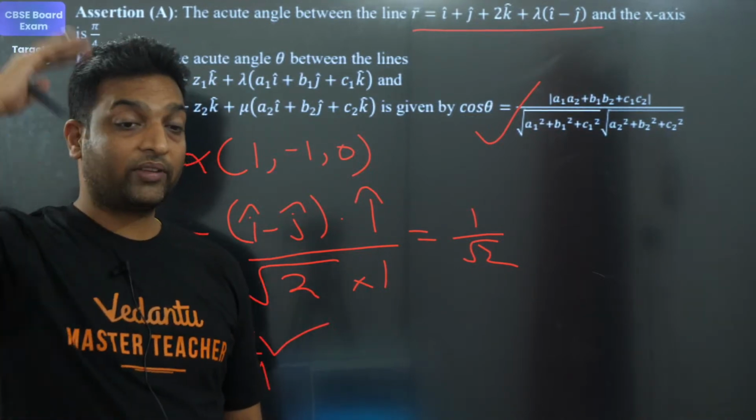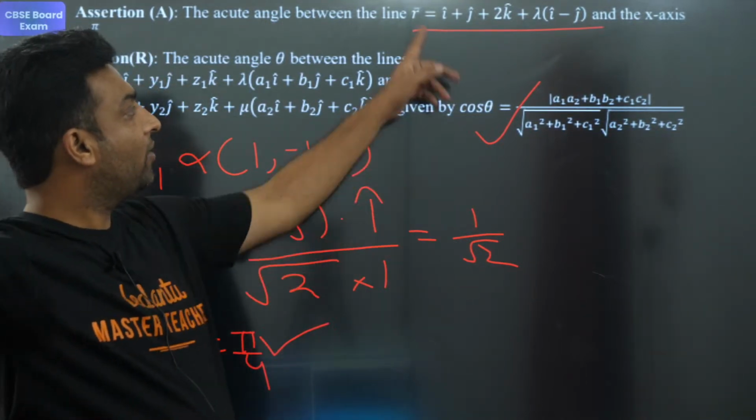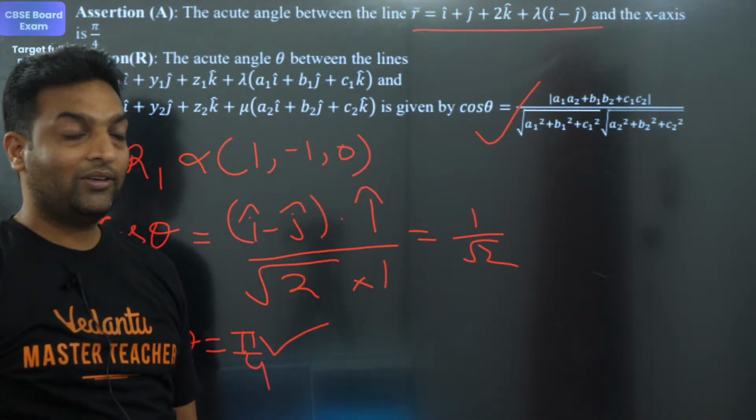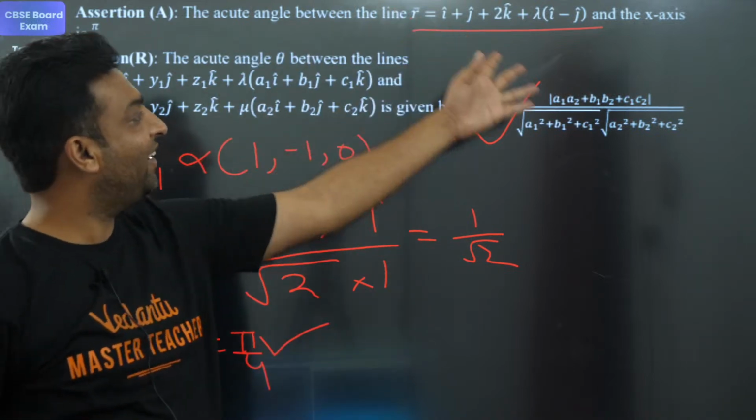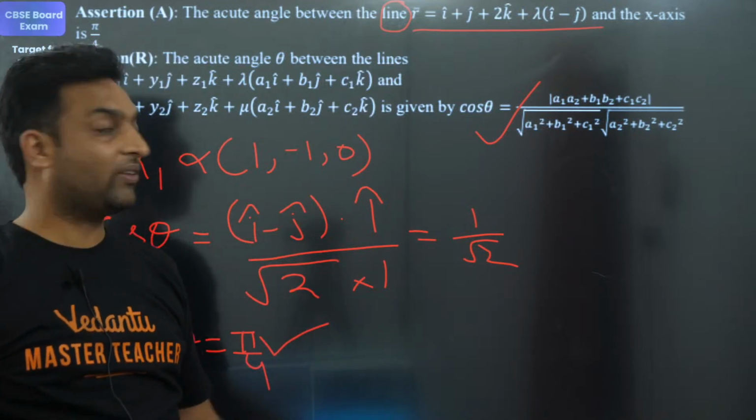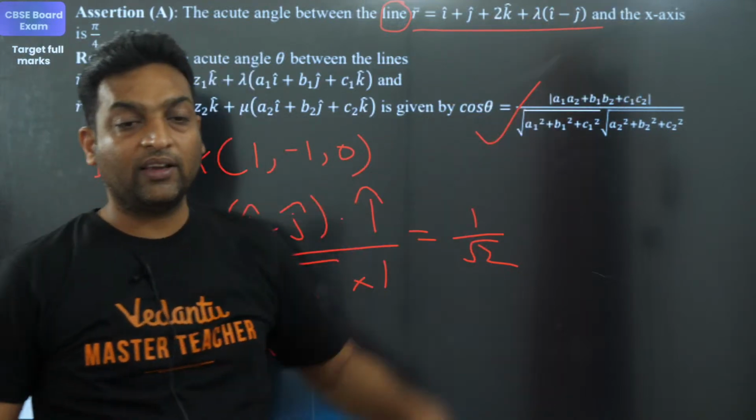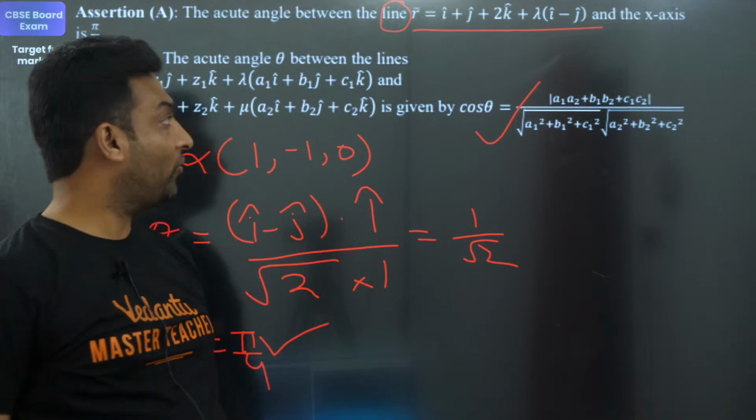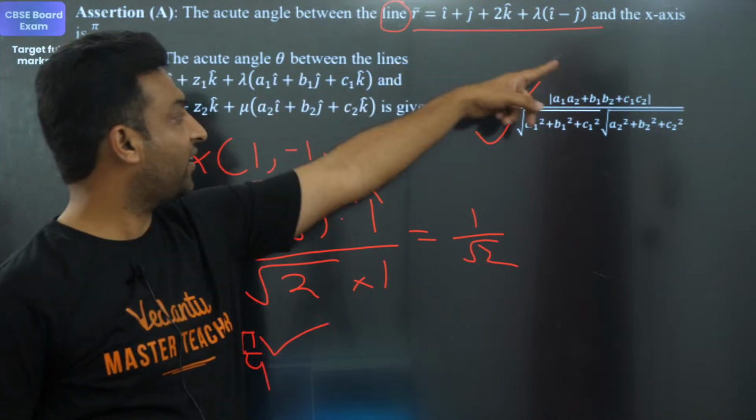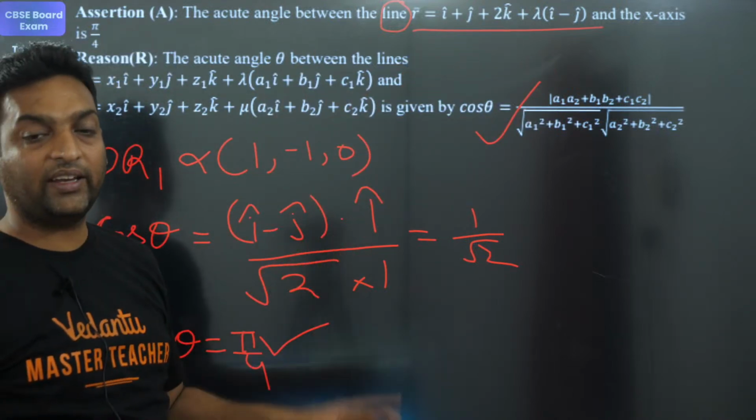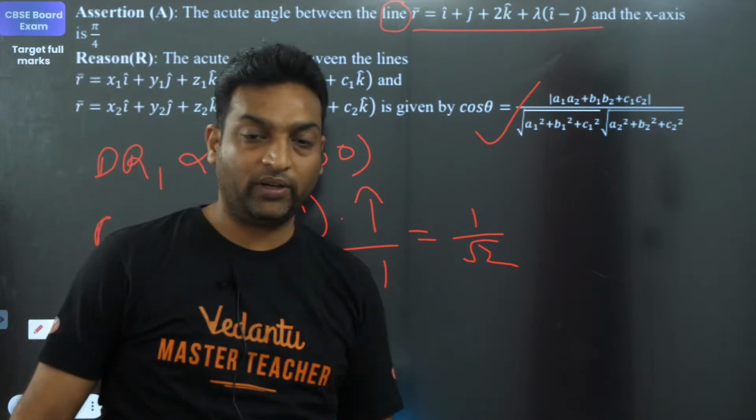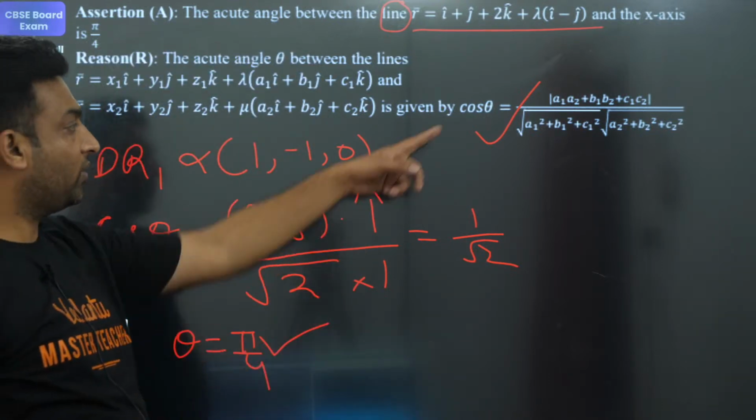Sorry, I was thinking something else. I took this as a vector, not as a line. I didn't notice that it says line. This word, line, I forgot. This is the line, and in a line the direction ratios are i minus j. So the angle between this line and the x-axis is the direction ratio of the line with i cap: (i minus j) dot i upon square root of 2 into 1. Theta is pi by 4. This is correct.